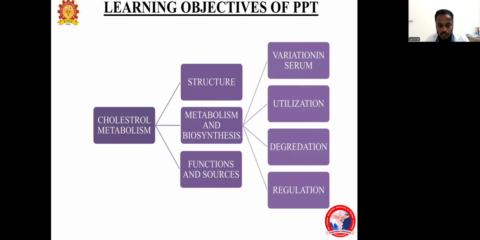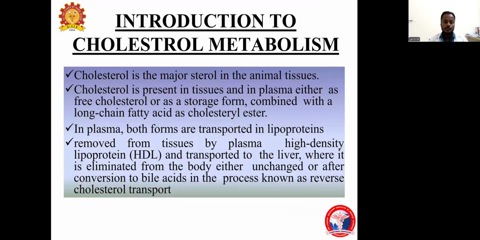How to write and draw the structure, how to metabolize cholesterol, and its function and sources. We will see these one by one. So this is the introduction to cholesterol biosynthesis.